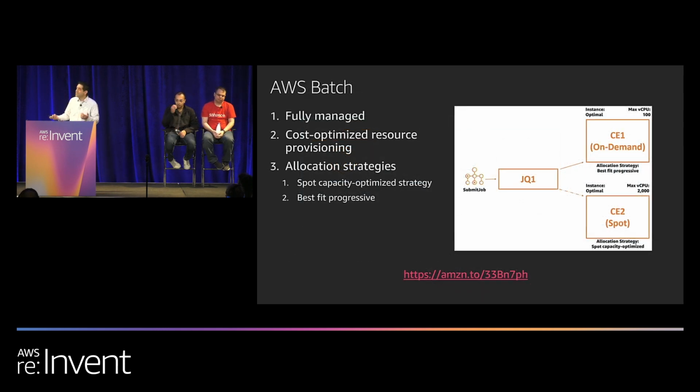AWS Batch processing at scale. You can use Spot natively. You can tell it to go figure out through allocation strategies which strategies to use, capacity optimized versus best fit progressive.